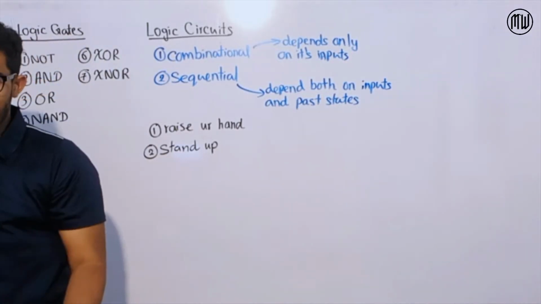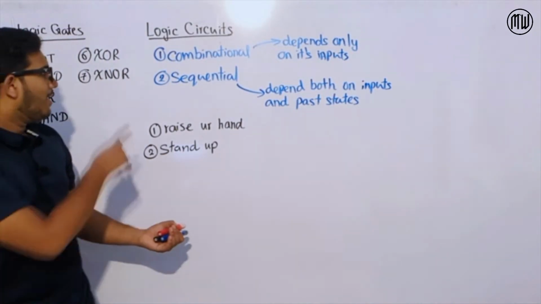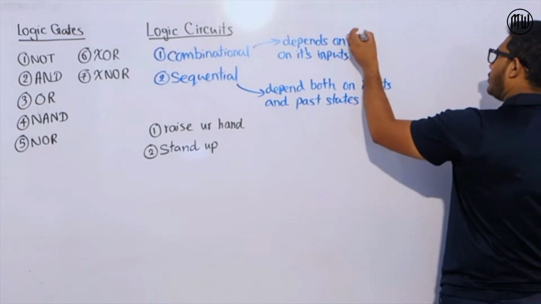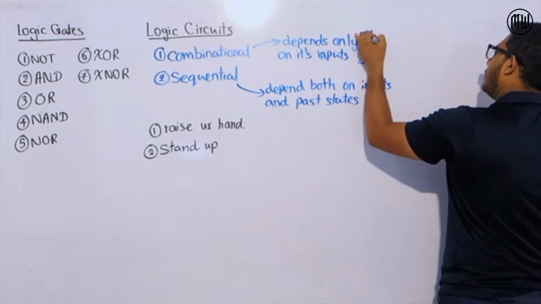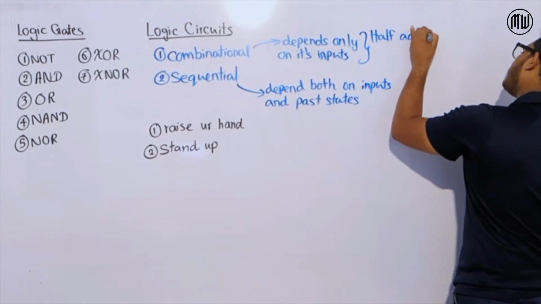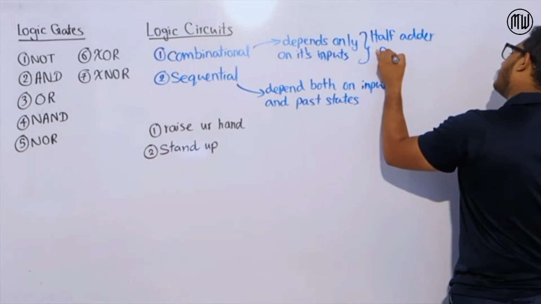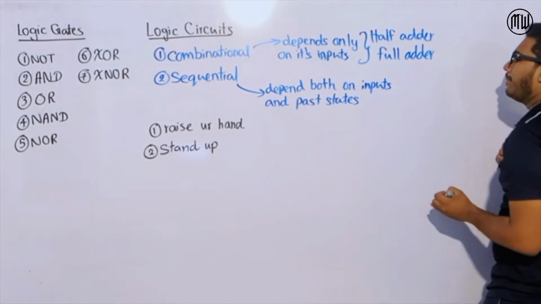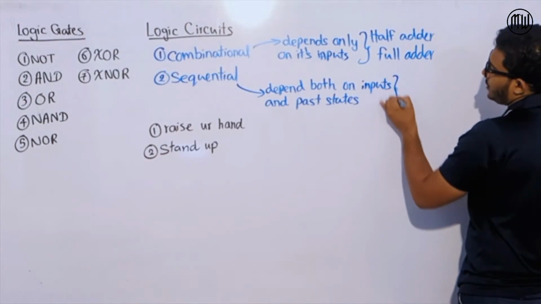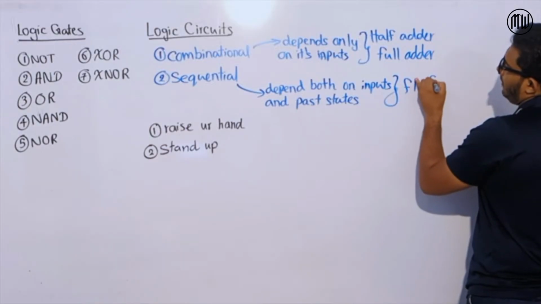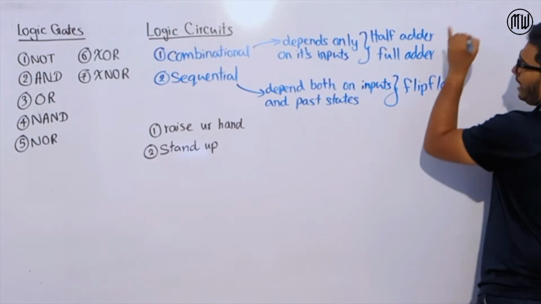Now even in these categories, for combinational circuits we have two proper examples, which are the half adder and the full adder, right? For sequential circuits, we obviously have flip-flops, which we are going to start right now.